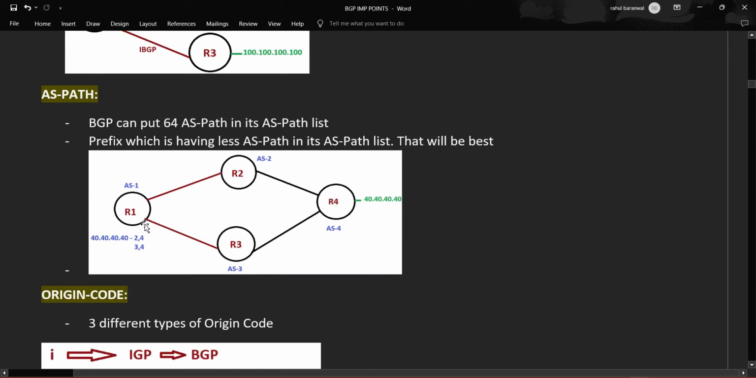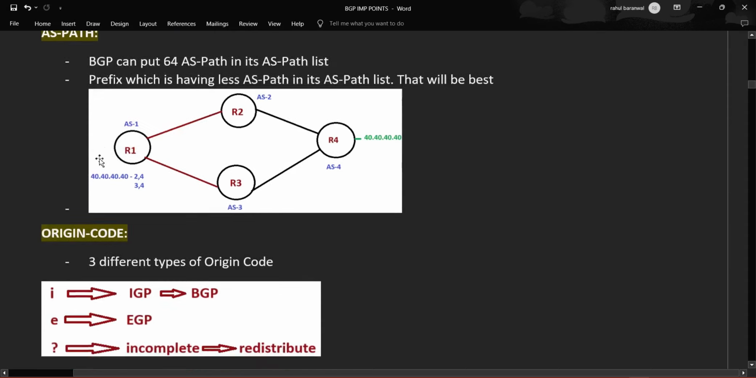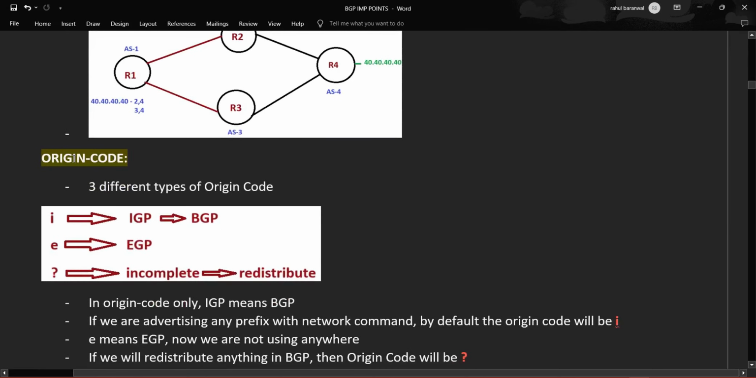Here we can see that via R2 it's crossing two ASes, AS2 and AS4, and via R3 as well it's crossing two ASes, AS3 and AS4. So we cannot decide here which path will be best, right? If we are not able to decide the best path with the help of AS path, then we move on to the next path selection criteria, that is origin code. We have three different types of origin code. The first one is I, the second one is E, and the third one is a question mark.